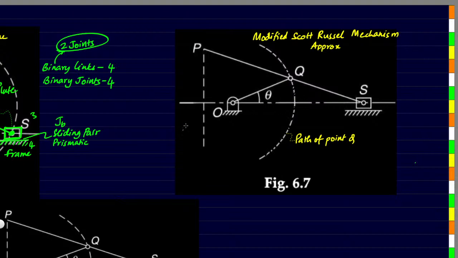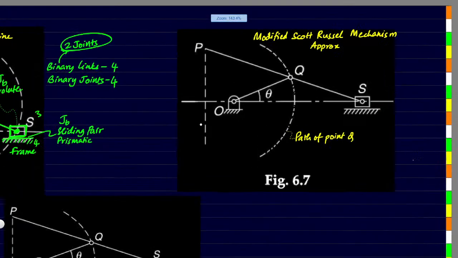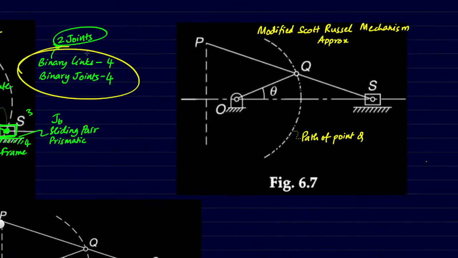So the quadrasal and modified quadrasal have exactly the same binary length and binary joints. The only difference is that this point P is not passing through the regular joint, right? So we can use this point P to guide anything that we want. That is the advantage of the modified quadrasal mechanism. But it is not an exact straight line mechanism, it is an approximate straight line mechanism.